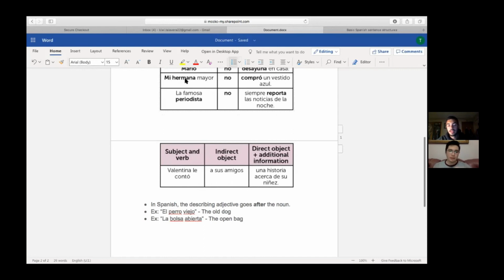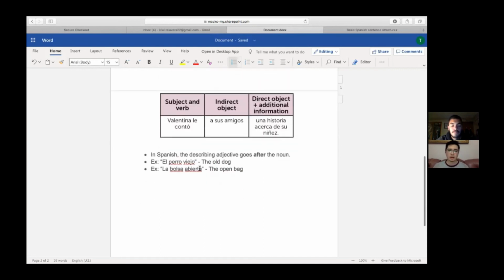Yes, and we have here a couple more examples. El perro viejo, which means the old dog. Viejo means old, and perro means dog. So when you translate it literally, you would say the dog old. But you just switch them in your head and then translate it. And la bolsa abierta, the open bag. So again, we switch them.